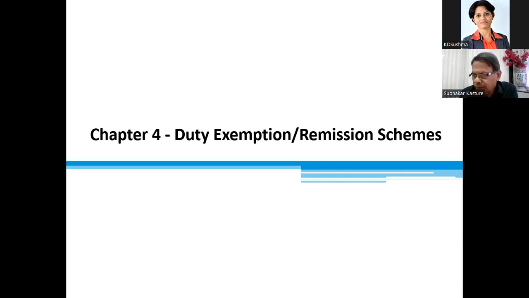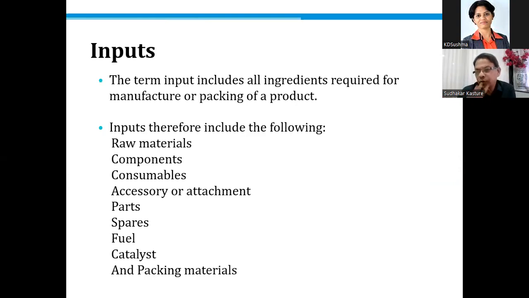So chapter 4 basically talks of duty exemption and remission schemes related to inputs. This is critical, related to inputs. What is inputs? We have already seen. This is the list of inputs. I'm exporting a product. I want imported inputs for that. All of them can be covered without payment of custom duty by obtaining an advance authorization under duty exemption scheme covered by chapter 4 of the policy.